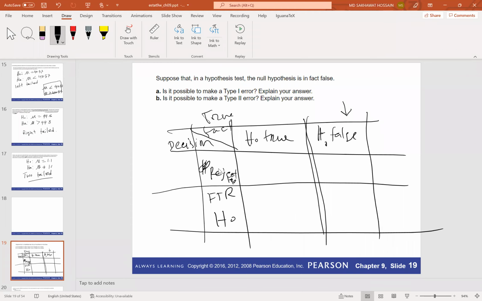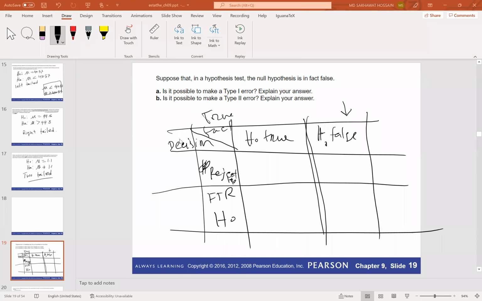Now, is it possible to make a type 1 error? What do you think? Yeah, two-tailed, yes, that's correct. So when it is unequal, it is two-tailed. When it is less than, this is left tail. When it is greater than, this is right tail. Yeah, that's correct.